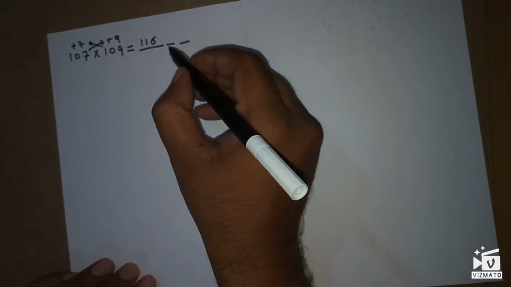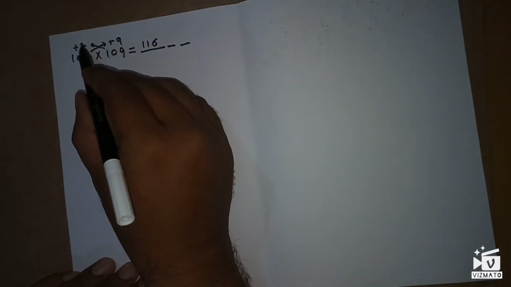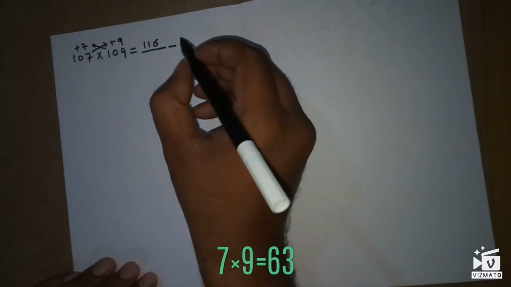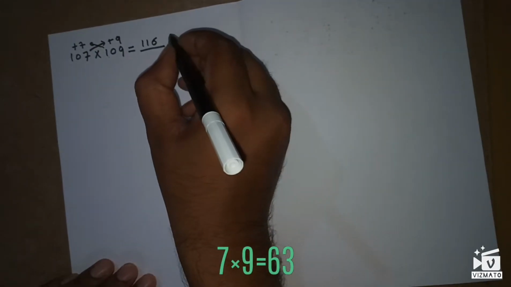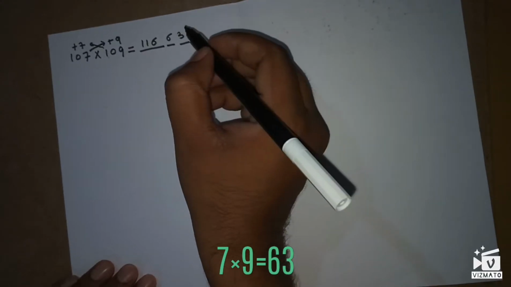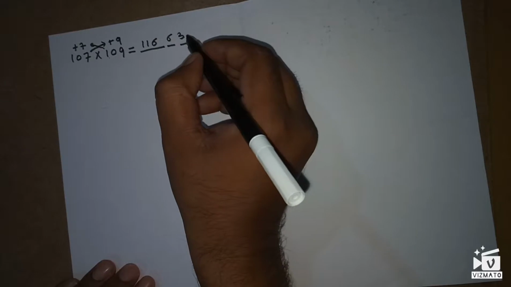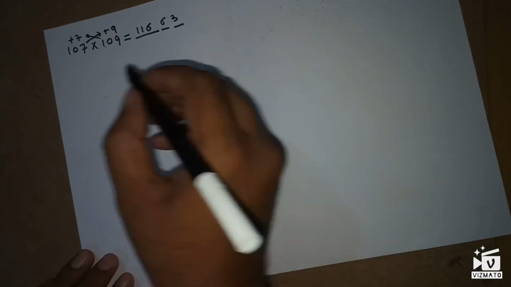Then multiply this plus 7 into plus 9, that is 63. So the answer is 11663. Let's take another example.